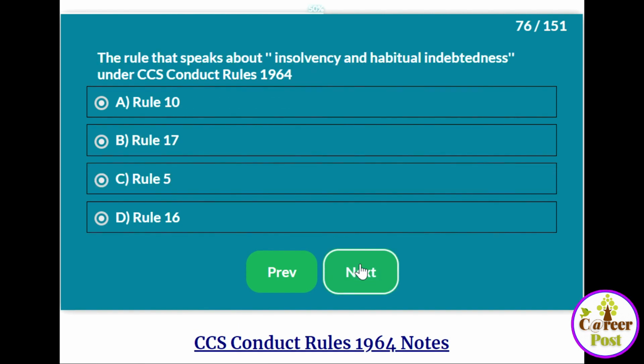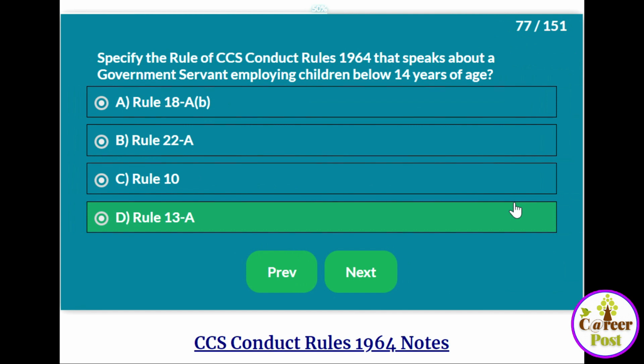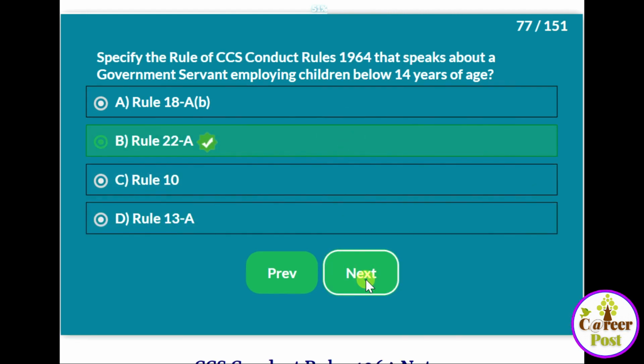The rule that speaks about insolvency and habitual indebtedness under CCS Conduct Rules is Rule 17. Specify the rule under CCS Conduct Rules 1964 that speaks about government servant employing children below 14 years of age. It is 22A, Rule 22A.